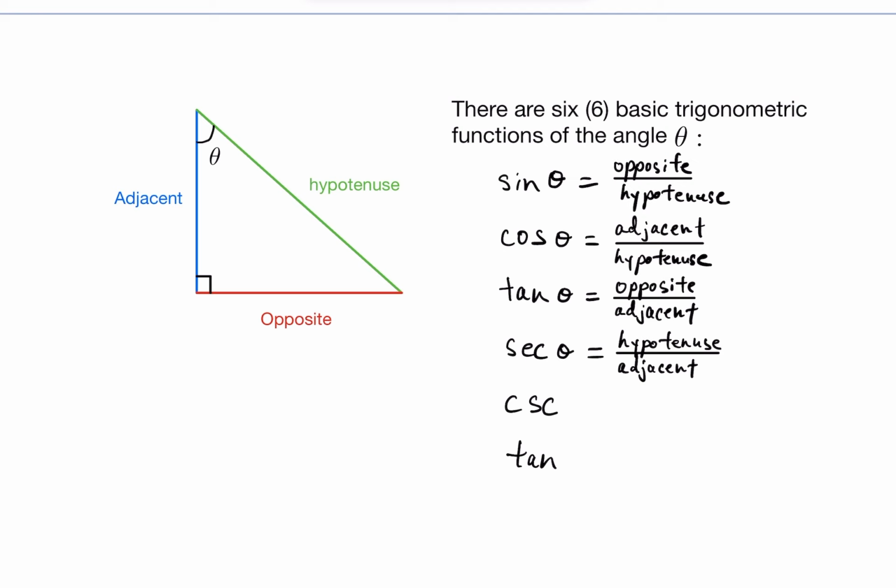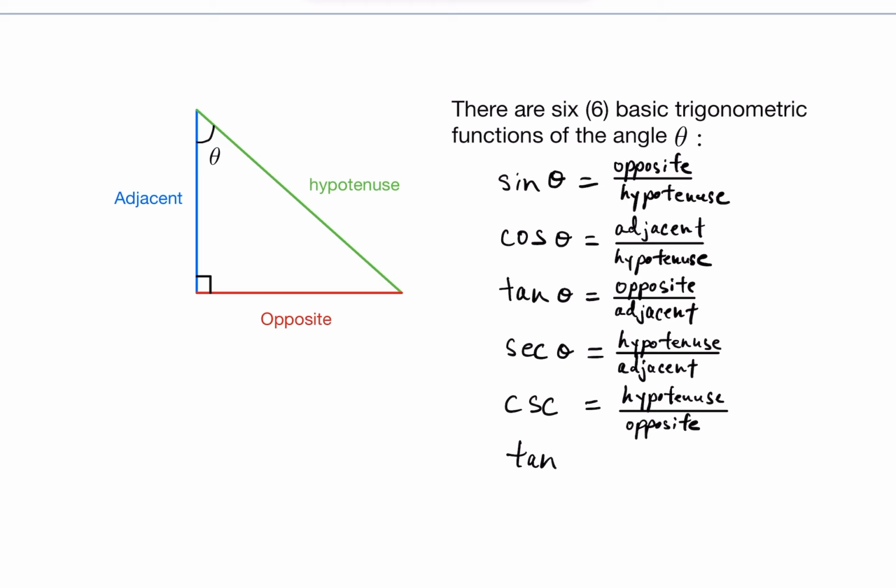Okay, it's very important to understand and see that relationship because this will become useful later on, not in this lesson, but in future lessons. Okay, so let's go ahead and move on. Then we have the cosecant is equal to the hypotenuse over the opposite.